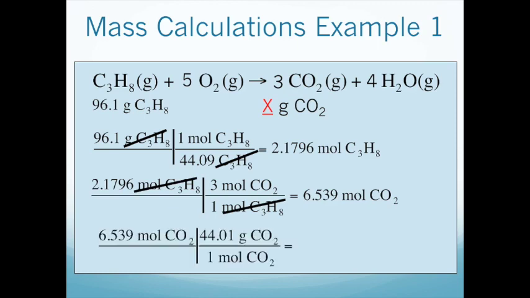And we know that the molar mass of carbon dioxide is 44.01 grams, so 6.539 moles of carbon dioxide times 44.01 grams of carbon dioxide per mole. The moles cancel, and we are left with 287.76 grams of carbon dioxide. So when you burn 96.1 grams of propane, you produce 287.76 grams of carbon dioxide.